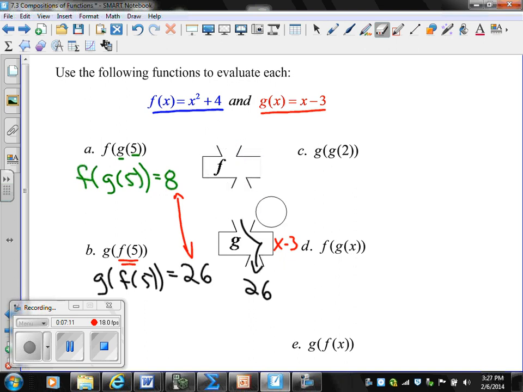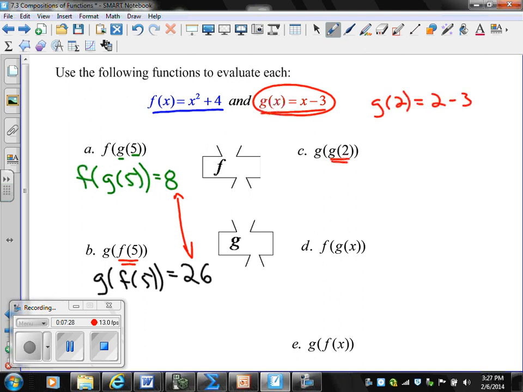Okay, so for C, I'm not going to use the props anymore. I'm just going to go ahead and use my functions that I have up here. So let's take a look at what C is saying. This says put 2 into G first. Okay, so G of 2 is 2 minus 3. That's negative 1. So I can rewrite this if I want and say that G of 2 is negative 1. Well, now this just says take negative 1 and put it into G again. So I'm going to do negative 1 minus 3, and I'm going to get negative 4.